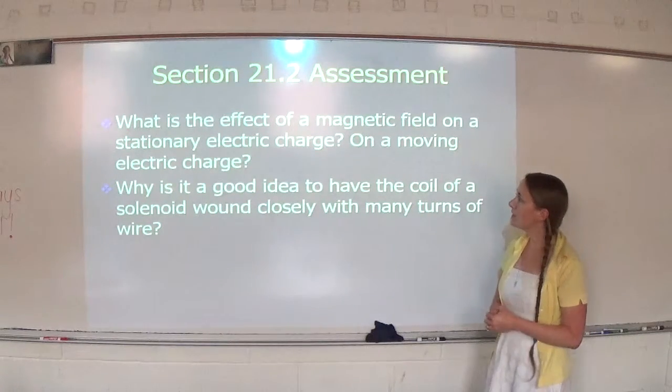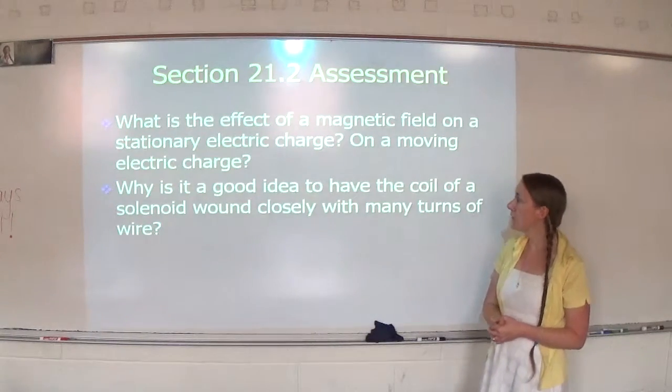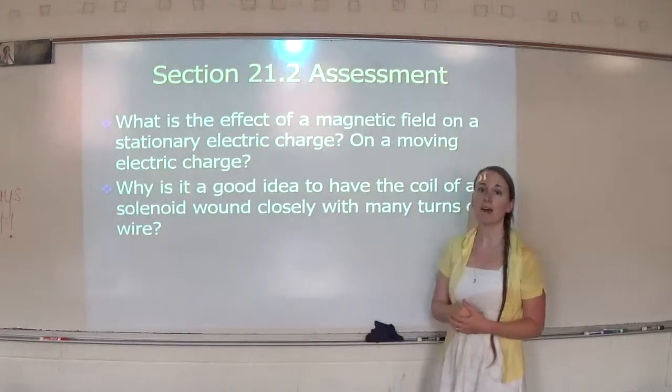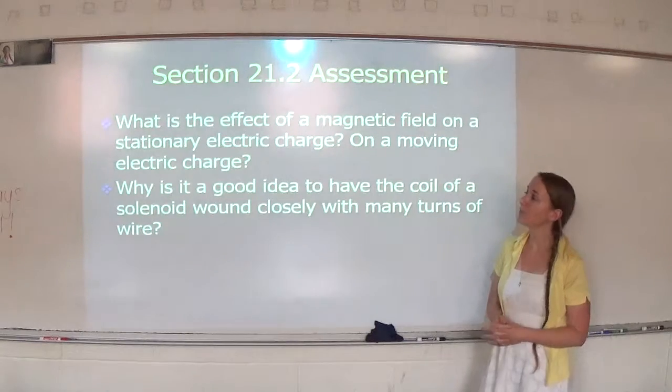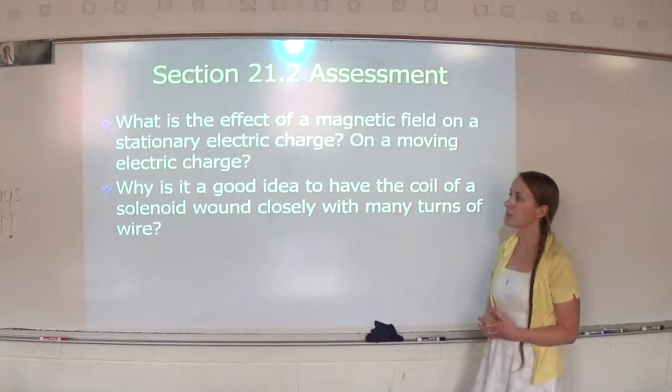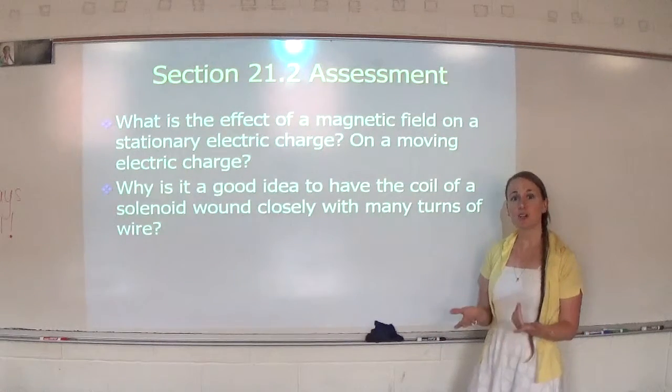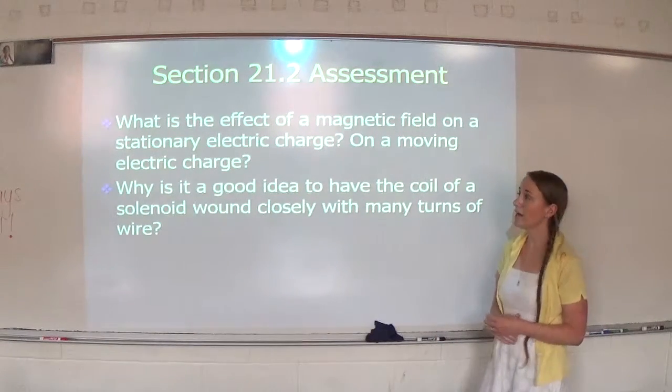And then last one, why is it a good idea to have the coil of a solenoid wound closely with many turns of wire? The more turns of wire you have, the stronger the electromagnet. So hopefully now you have a better understanding of electromagnets, the ferromagnetic core, and a solenoid.